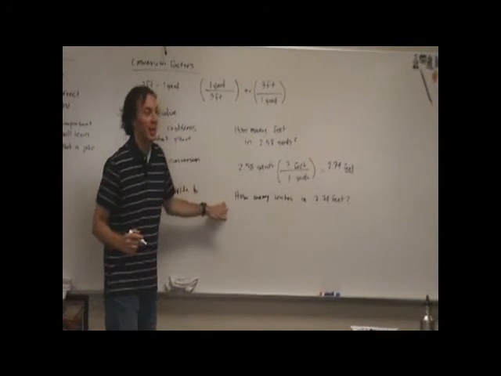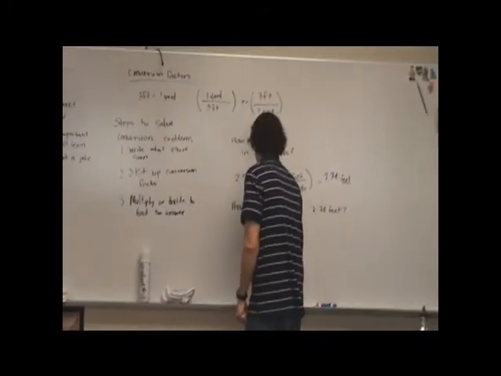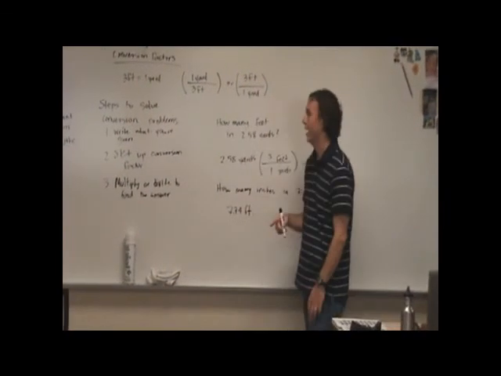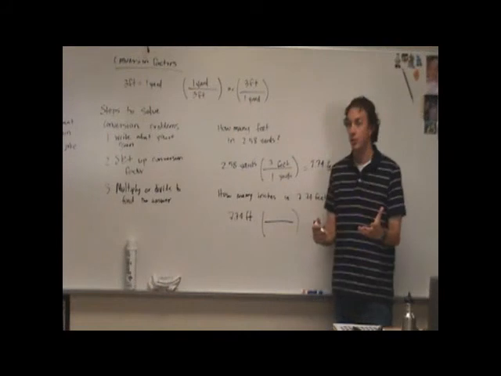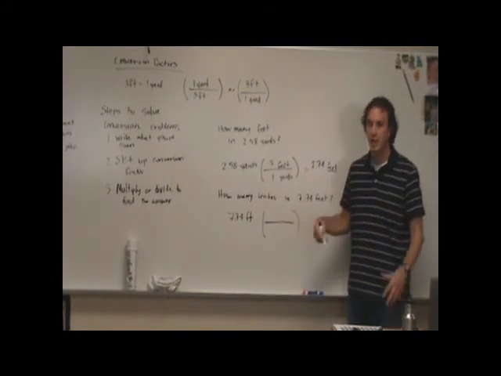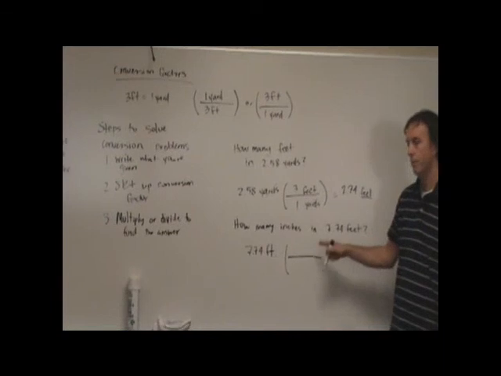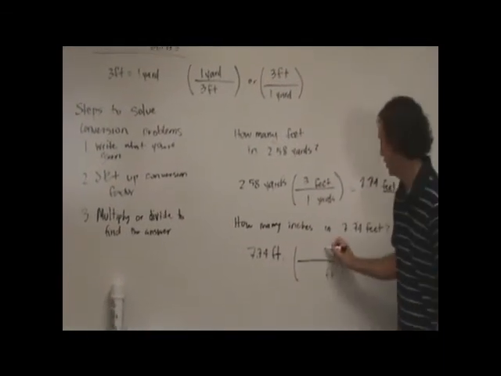Alright. Okay, so the setup first, always write what you're given, 7.74 feet. And set up your conversion factor. I always write it out first. If it helps you, put the labels in first, and then put the numbers in. So I want to get rid of feet, so where are they going to go, on bottom or top? Bottom. And I want my answer in what? Inches, so put them back.